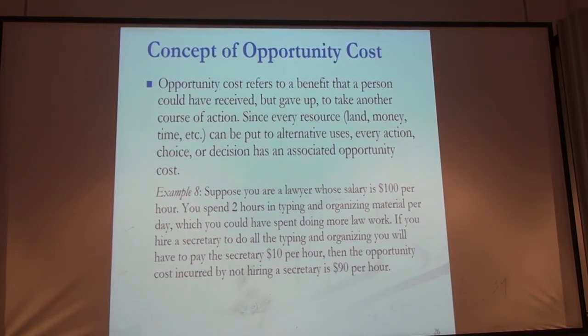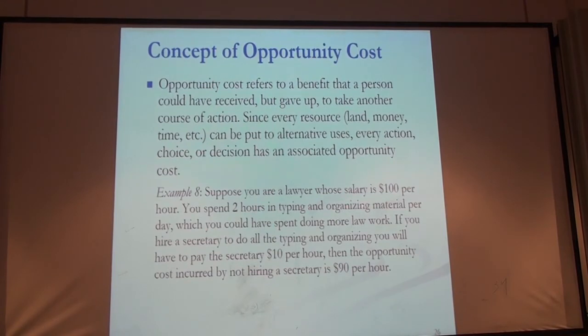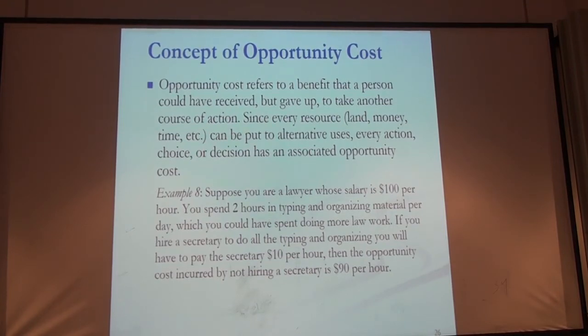Let's see example 8, which shows clearly what penalty occurs if the lawyer does not take the right decision. Suppose you are a lawyer whose salary is $100 per hour. You spend 2 hours a day typing and organizing material, which you could have spent doing more law work. If you hire a secretary to do all the typing and organizing, you will have to pay the secretary $10 per hour. Then the opportunity cost incurred by not hiring a secretary is $90 per hour for those 2 hours.